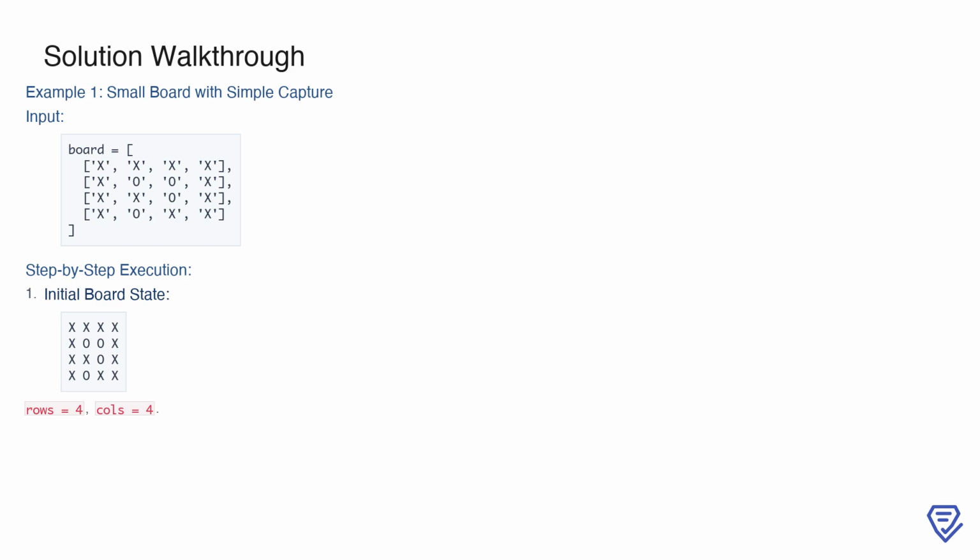In this example, we are given a small 4x4 board. The goal is to identify and capture regions of O's that are completely surrounded by X's. The first step is to visualize the initial board state. Notice the placement of the O's in the middle rows and columns. These are the areas we will evaluate to see if they are surrounded and should be flipped. At this point, the dimensions of the board are determined: 4 rows and 4 columns.